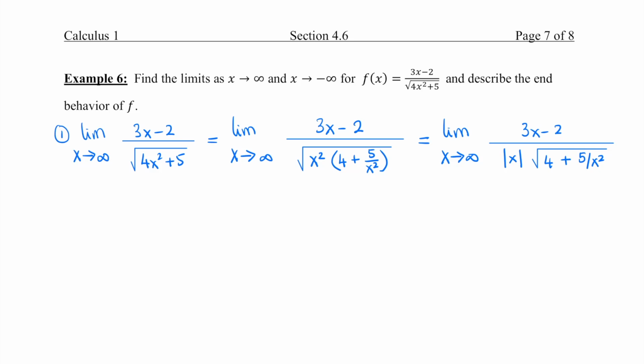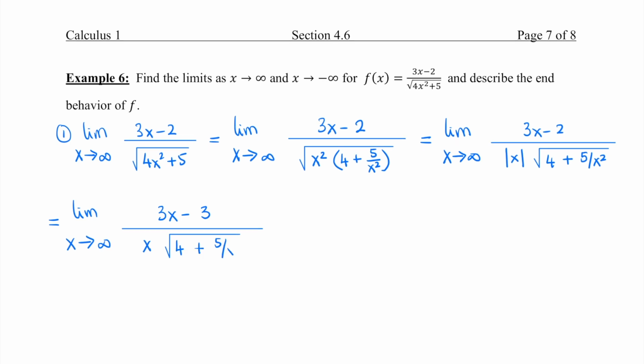Now, because x is going to positive infinity, x is positive. So in this case, absolute value of x is x. Remember, this is an infinity over infinity type of limit. So we need to divide both numerator and denominator by the highest power of x of the denominator. So in this denominator, the highest power of x is just x. So I divide everything by x.